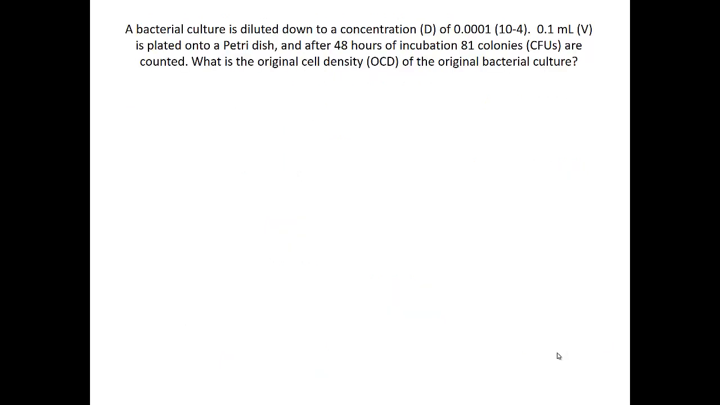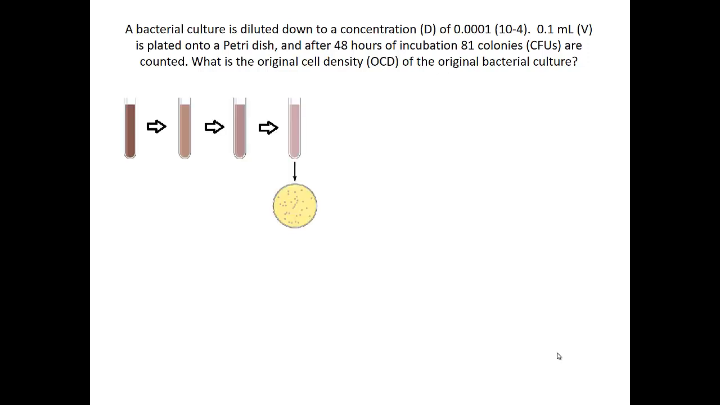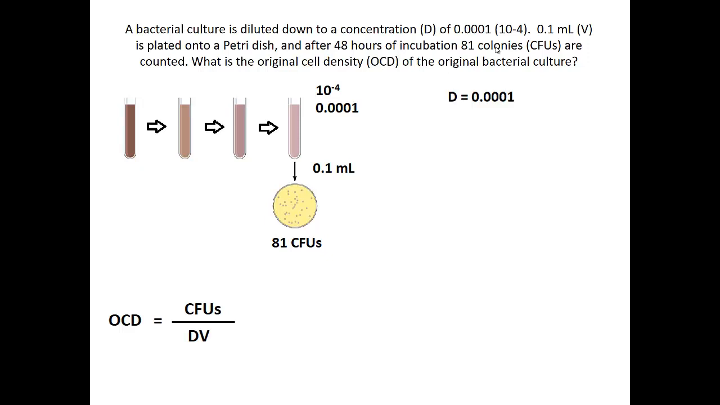Similar problem. The culture is diluted down to a concentration of 10 to the negative fourth, in this case 0.0001. Forgot to do the formatting there, but that's 10 to the negative fourth. We plated 0.1 mLs, and after 48 hours, we count 81 CFUs. So once again, what's the original cell density? Write out the variables to the side.